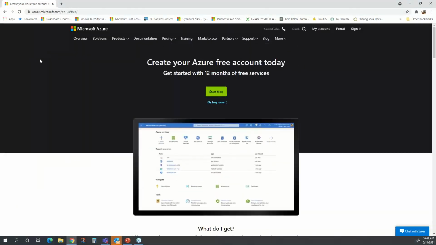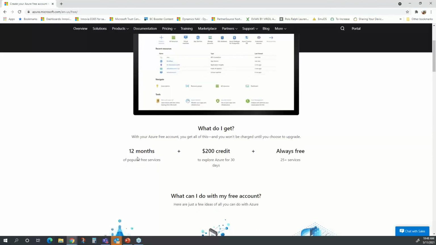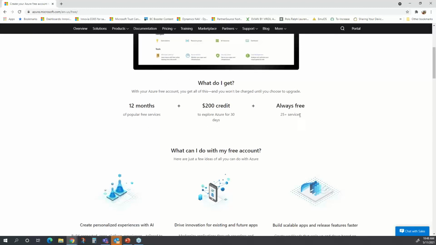And this is an important website as well, azure.microsoft.com, free. So what can you get for free on Azure? And so again, I mentioned at the beginning of this presentation the $200 free credit that you can get when you sign up. You also can get up to 12 months of popular free services when you sign up for an Azure account. This $200 credit is a 30-day trial, and then there are 25 plus Azure services that are always free.